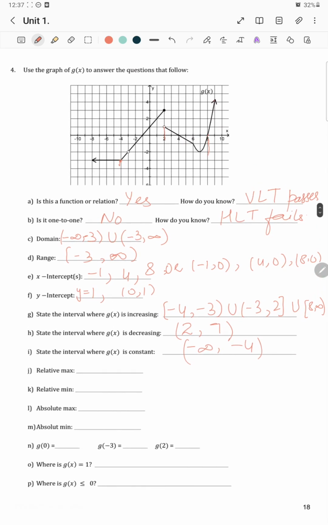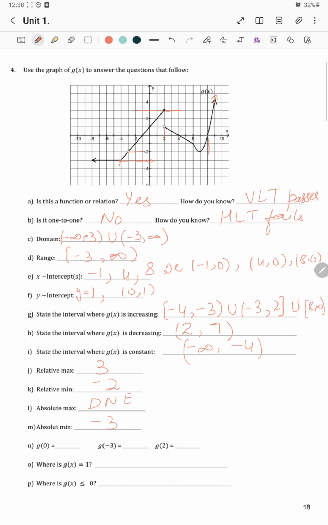Relative maximum. This is the relative maximum, that is 3. Relative minimum, -2. Absolute maximum, because it's going to positive infinity, does not exist. Absolute minimum, -3.